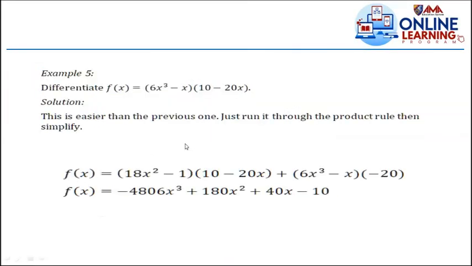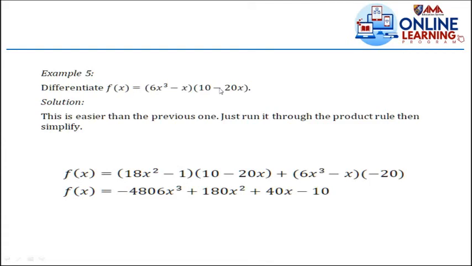So, example again, we have differentiate the function of x, 6x cubed minus x, multiplied by 10 minus 20x. Solution, this is easier than the previous one. Just run it through the product rule, then simplify. Okay? So this is our u. Our u is 3 by 6. We have 18x squared. Derivative of x is 1 minus 1 is 0. x raised to 0 is 1. Okay? This is our du.